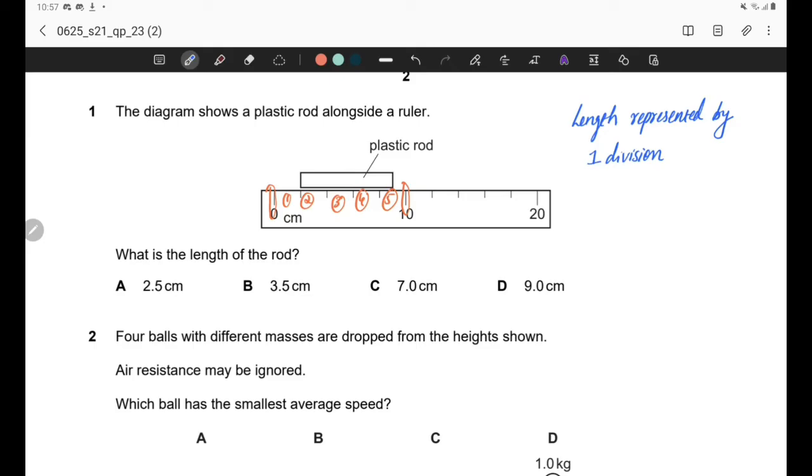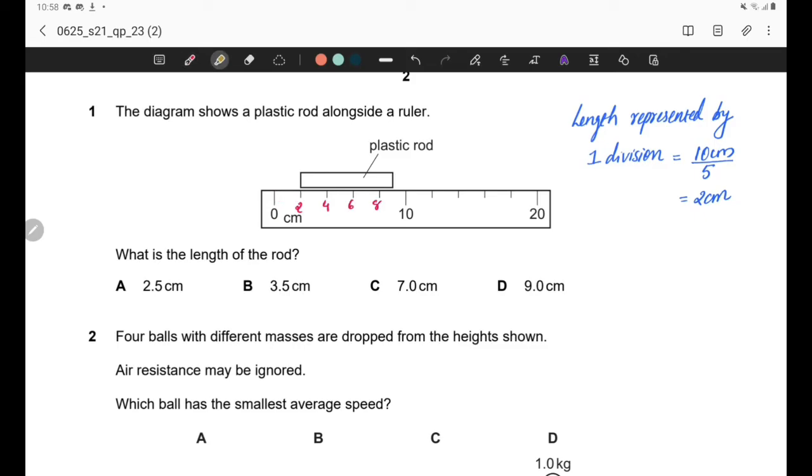Or we can find the length represented by one division is equal to the total length in between these 2 points, that is 10 centimeter, over the number of divisions. There are 5 divisions. So we will get 2 centimeter. So from this we can understand one division in this given ruler represent 2 centimeter. So this represents 2 centimeter, then 4, 6, 8, 10.